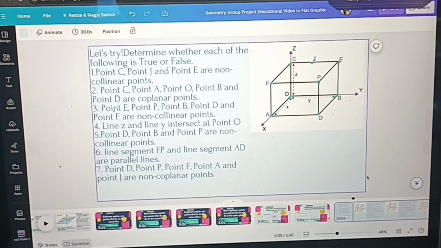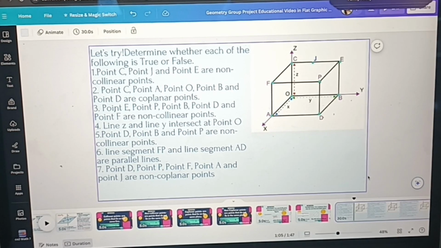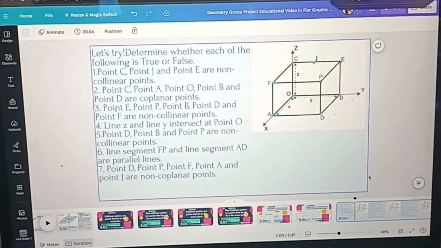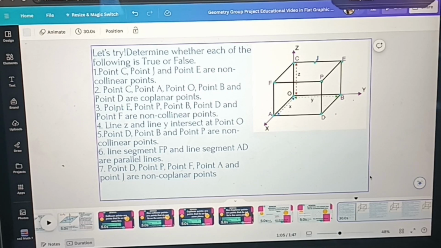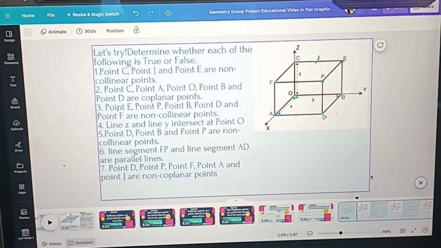I will give you 3 minutes for you to answer the following questions in your notebook. Together with, if it is possible, try to correct. If it is false, try to correct what would be the correct term that you are going to use in the given points, combination of points.